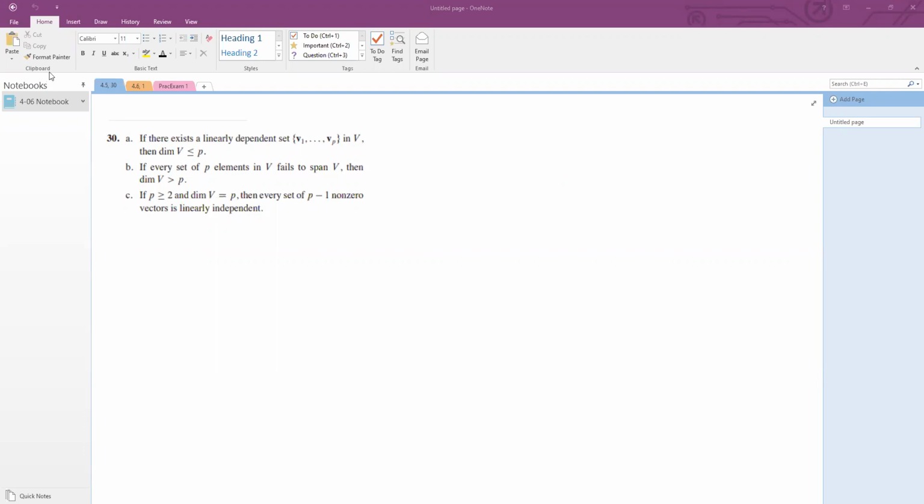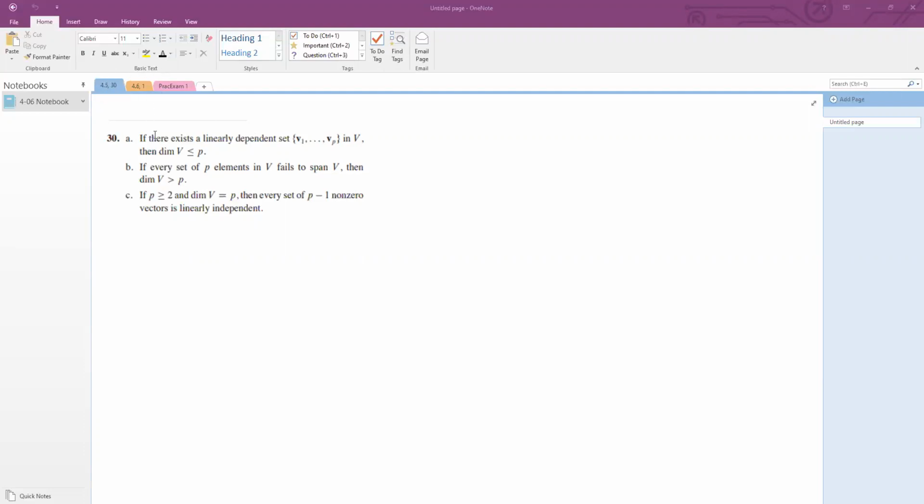All right, so let's start with number 30 here from 4.5. So this is a true or false question. What that means is if it's true, you write a little bit about why it's true. If it's false, you can use a counterexample to demonstrate why it's false. So let's start off with part A here.